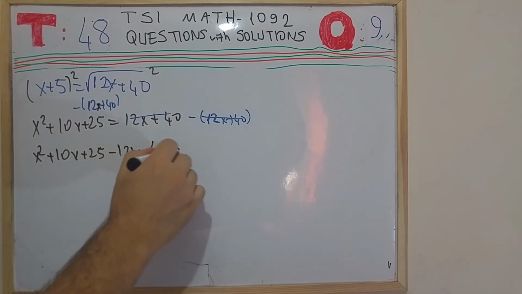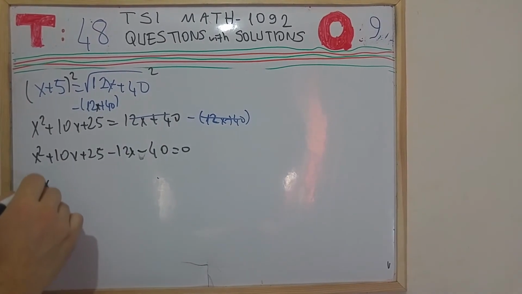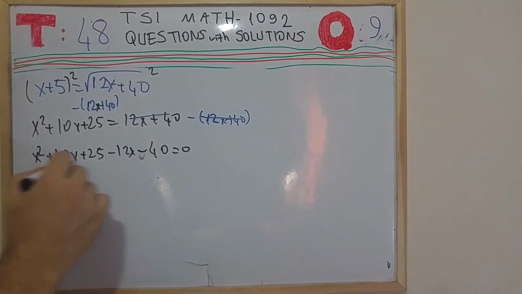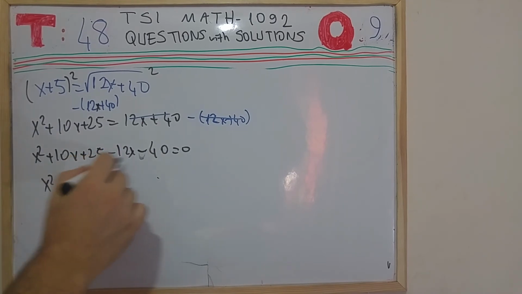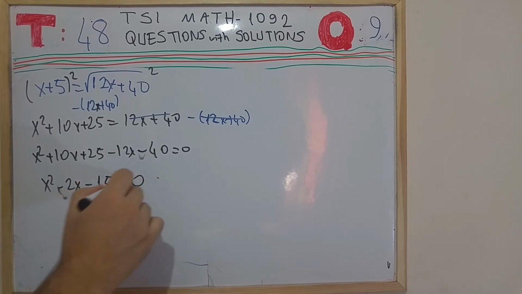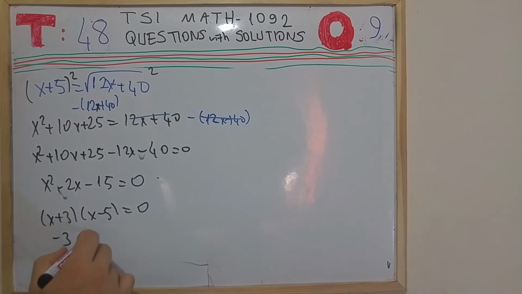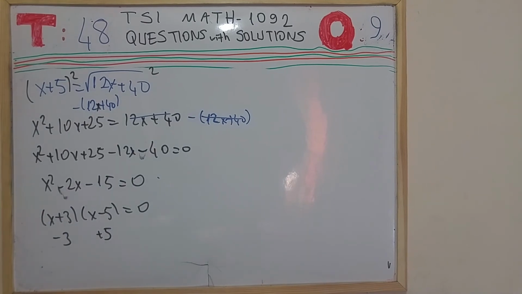minus 40 is equal to 0, which means that x squared, not plus now, minus 2x and minus 15 is equal to 0, which means that this is actually x plus 3 times x minus 5 is equal to 0. So x values that I am looking for could be minus 3 and 5.